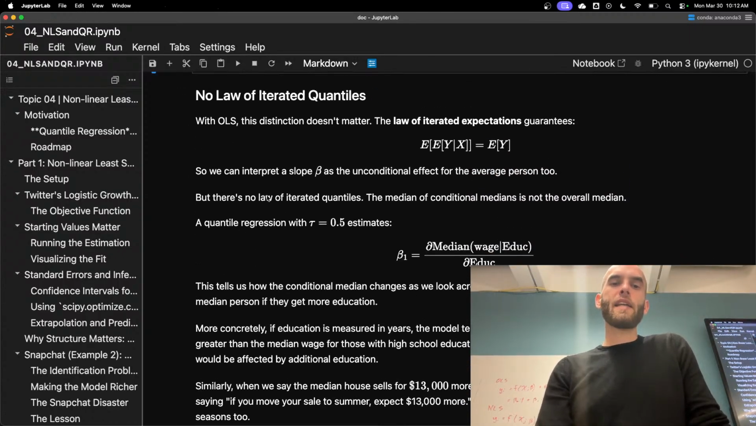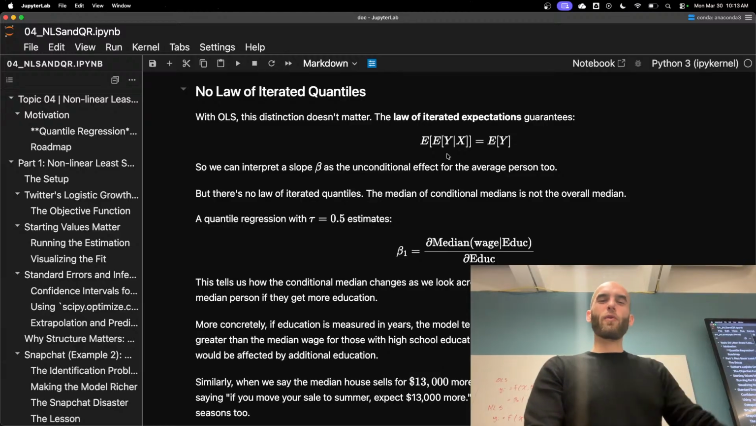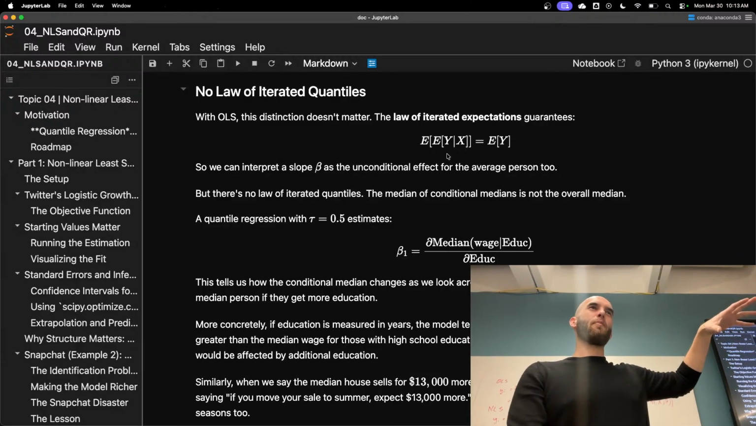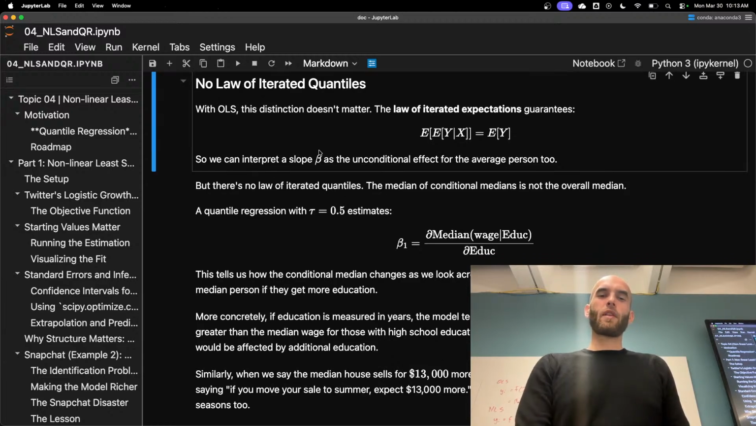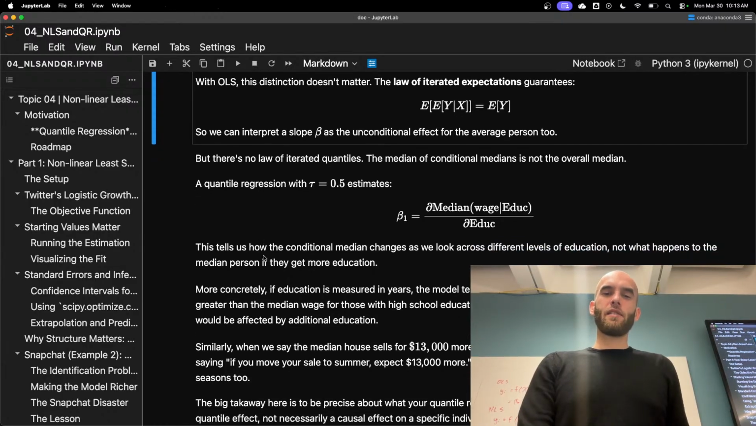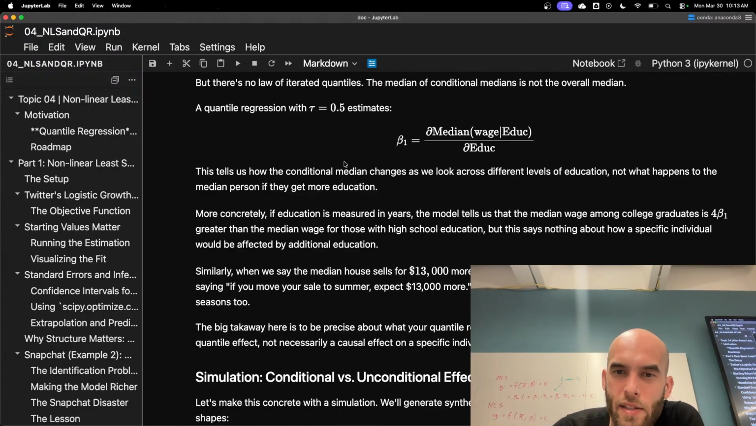The bigger idea is that we don't have this law of iterated quantiles, right? When we're thinking about law of iterated expectations, we can just take an expectation operator on the conditional, and that gives us the expectation of y. But for quantiles, we don't have this. The closest thing we have is this, that the beta 1 is equal to the movement in the median with respect to years of education, given some level of education.